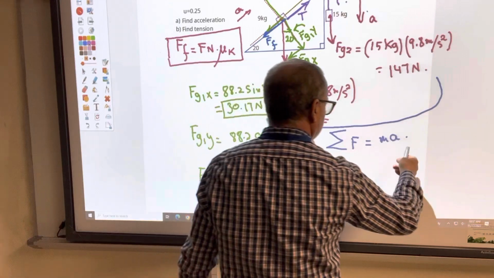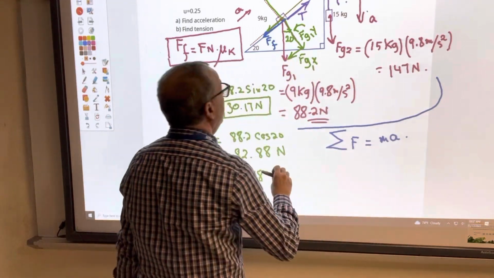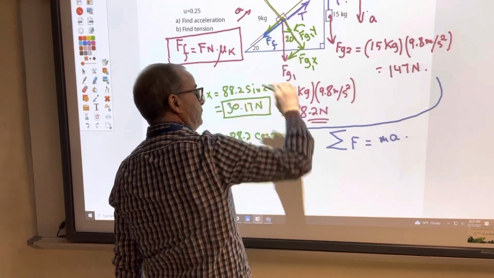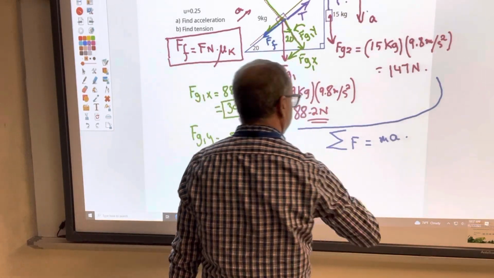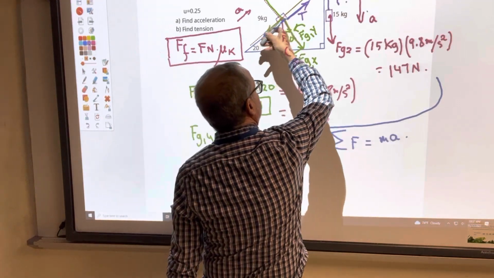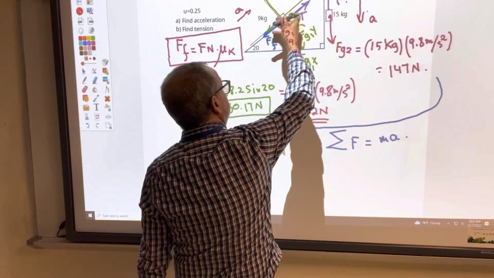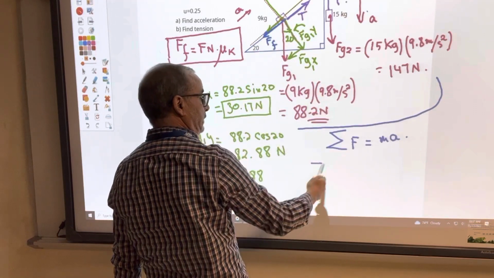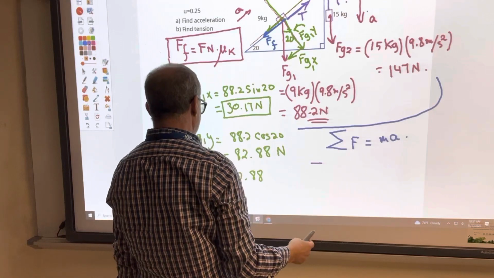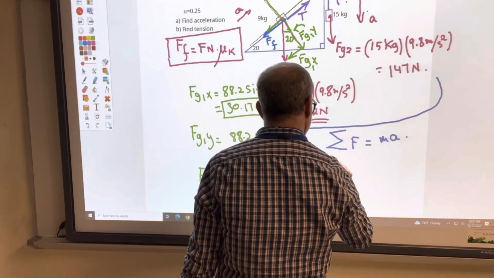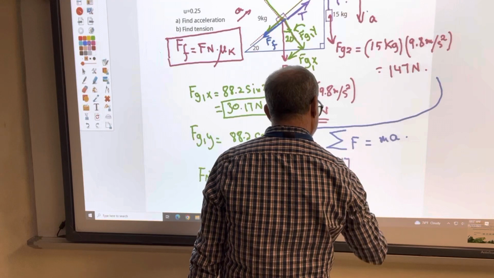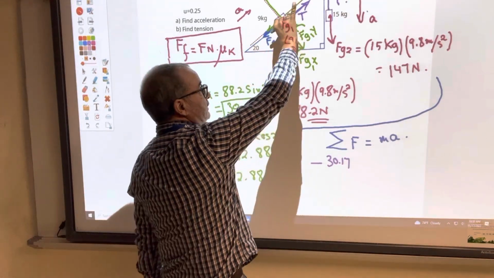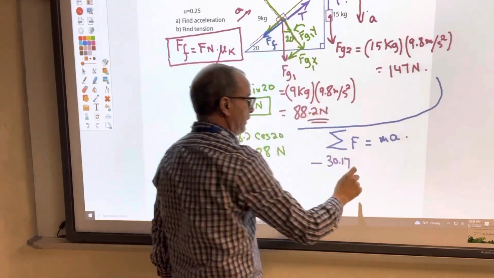So sum of forces equals ma. So what forces do we have? We have the F1gx going the opposite. So it's minus. Remember, the positive is up and the negative is down. So if this force, the F1gx, is going to the left, you have to treat it as minus. So it's going to be minus 30.17. Now the friction also is minus because it's going the opposite. So it's minus.